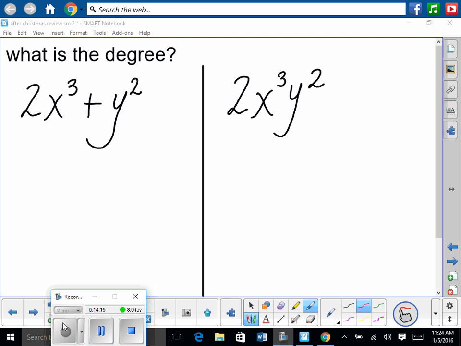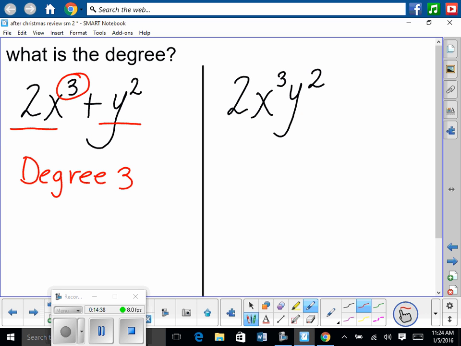What is the degree of each set? Looking here, 2x cubed plus y squared. What's the degree? 3. You always go up to the highest. Are those two things being multiplied? No, so we can't add the exponents. So what's our degree on this one? 3. You go up to the highest. So this one is degree 3. Does everybody understand?